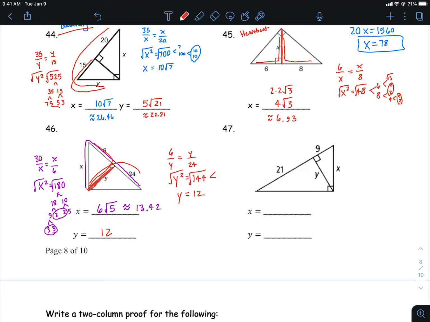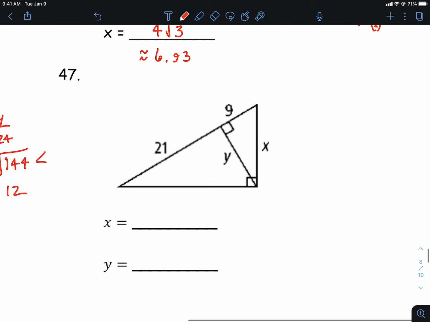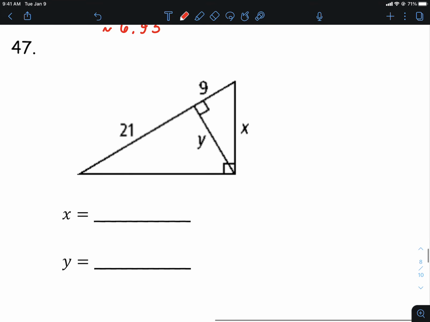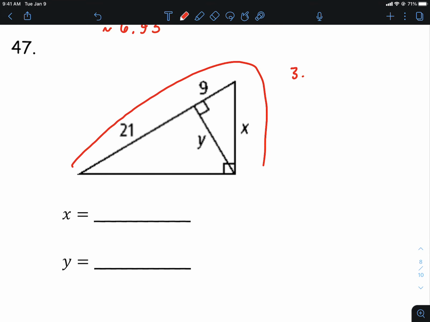Okay, and then last one here on 47. This one's pretty similar, I guess, to 46, where you're going to need to use the heartbeat to find y, or boomerang on the outside to find x. So I'll go ahead and find x here first. That'll be 30 to x right there, because you're adding the 21 and 9. And once again, with the boomerang, you always start with the hypotenuse of the big triangle. So 30 to x, and then come back around, x to 9. That should get us x squared. 3 times 9 is 27, so that should be 270. And then square root both of those.